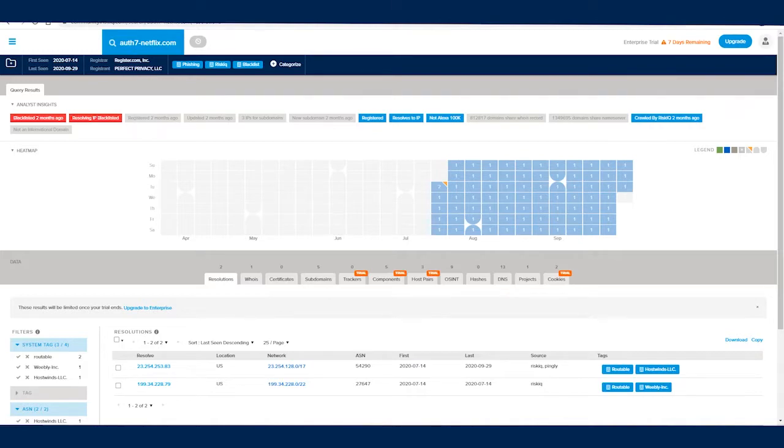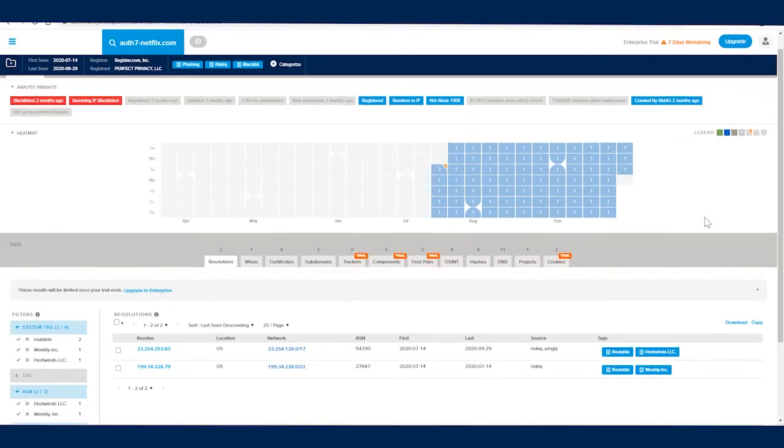So this is a website which looks like Netflix, but it's actually owned by somebody else. We see that this website was registered very recently. It was seen only in month 7 of 2020. It was blacklisted some time ago. We see some of the phishing, RiskIQ, and blacklist kind of tags here. We also see a lot of relevant details.